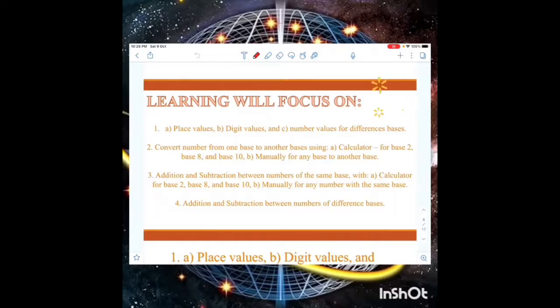Number 3, we are going to do additions and subtractions between numbers of the same base with a calculator for base 2, base 8, and base 10. And how we can do additions and subtractions between numbers of the same base which are not base 2, base 8, and base 10. Number 4, how we can do additions and subtractions between numbers of different bases.